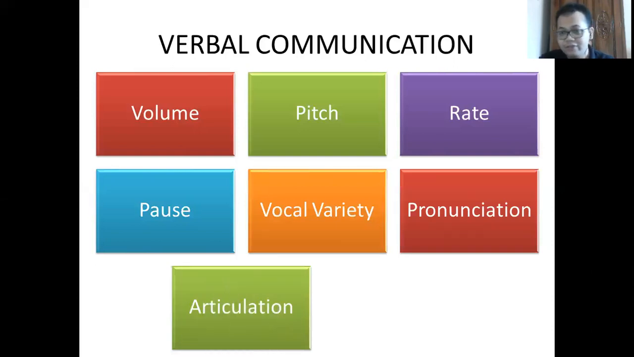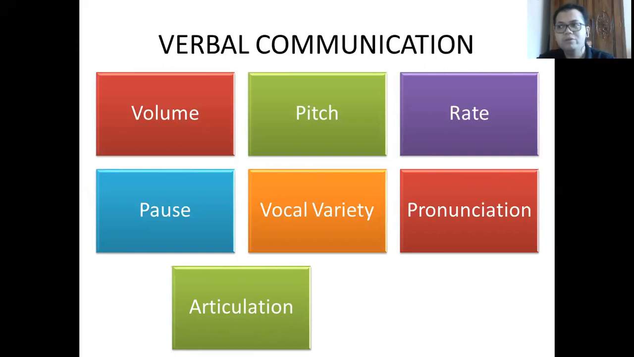And then pronunciation, that will be related to articulation. Does anyone know the difference between pronunciation and articulation? Right, so they are actually related. Articulation is the process of producing the word, while pronunciation is the result.